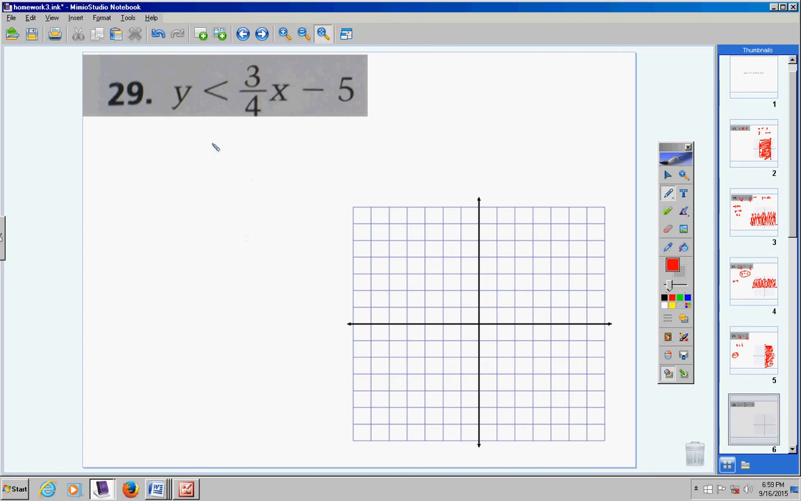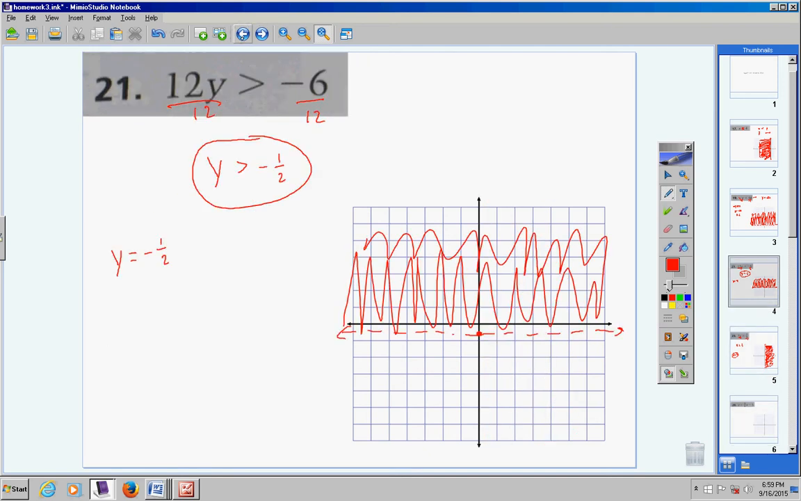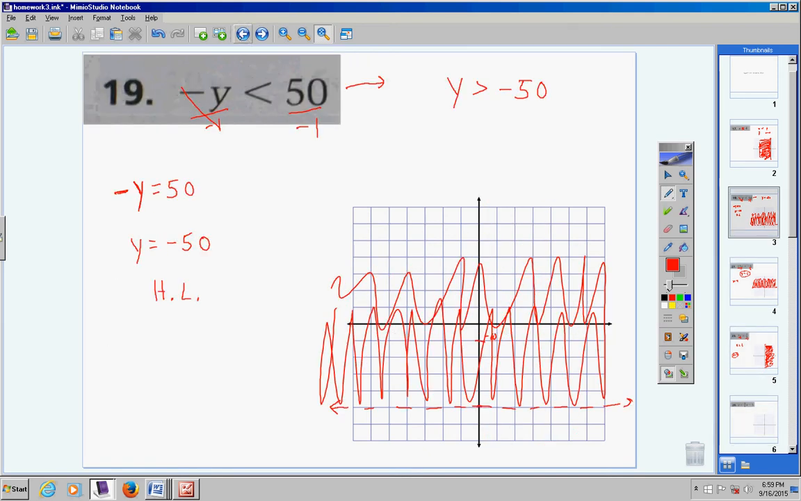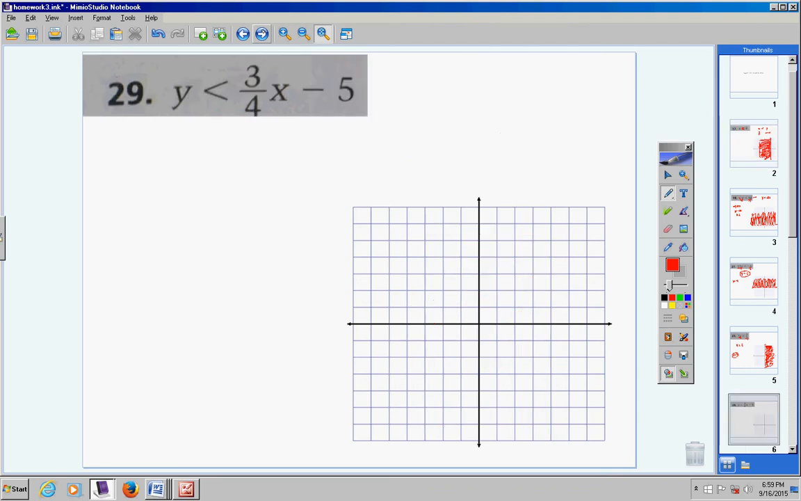Alright, moving on to number 29. And we see right away, this is a two-variable equation. Got it? Two-variable equation. It has an x and a y. All the other problems had x only, y only, y only, x only. Now we've got a problem that's x and a y. So we're going to pretend we have an equal sign like we're supposed to, and then we're going to graph this equation.